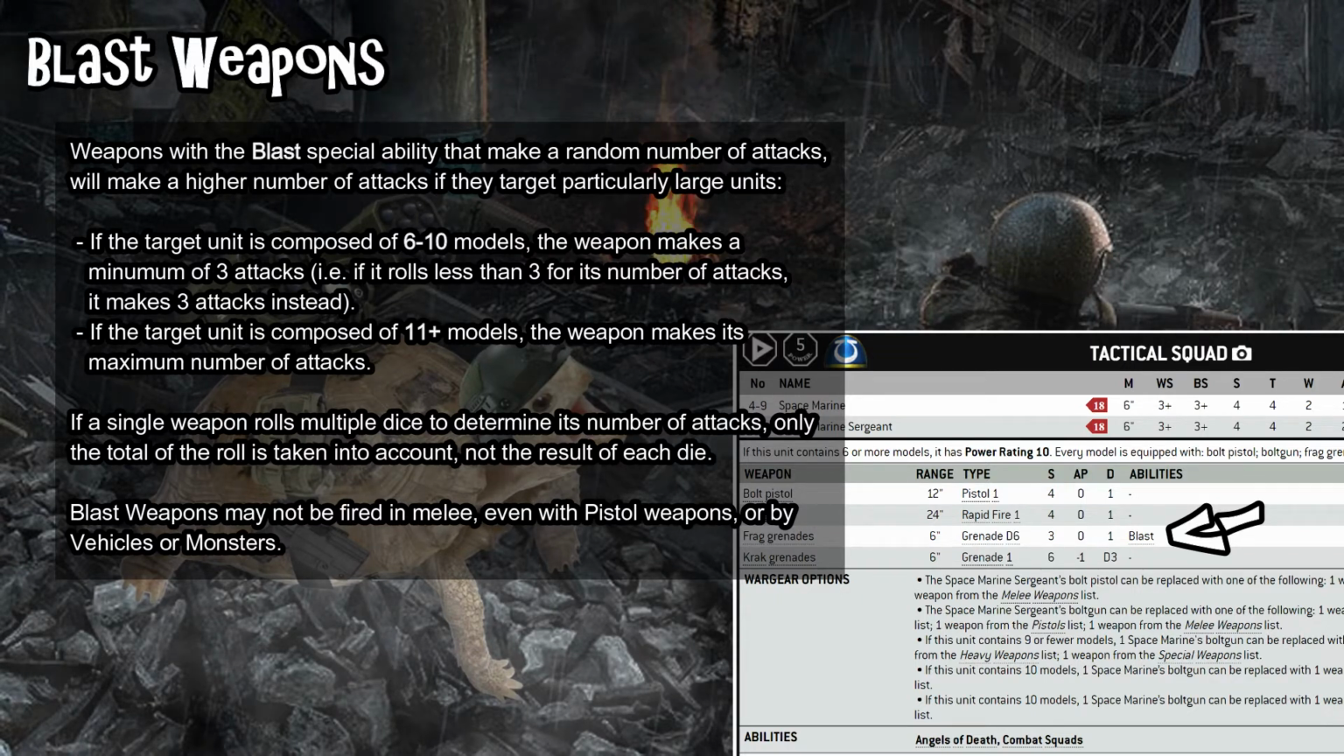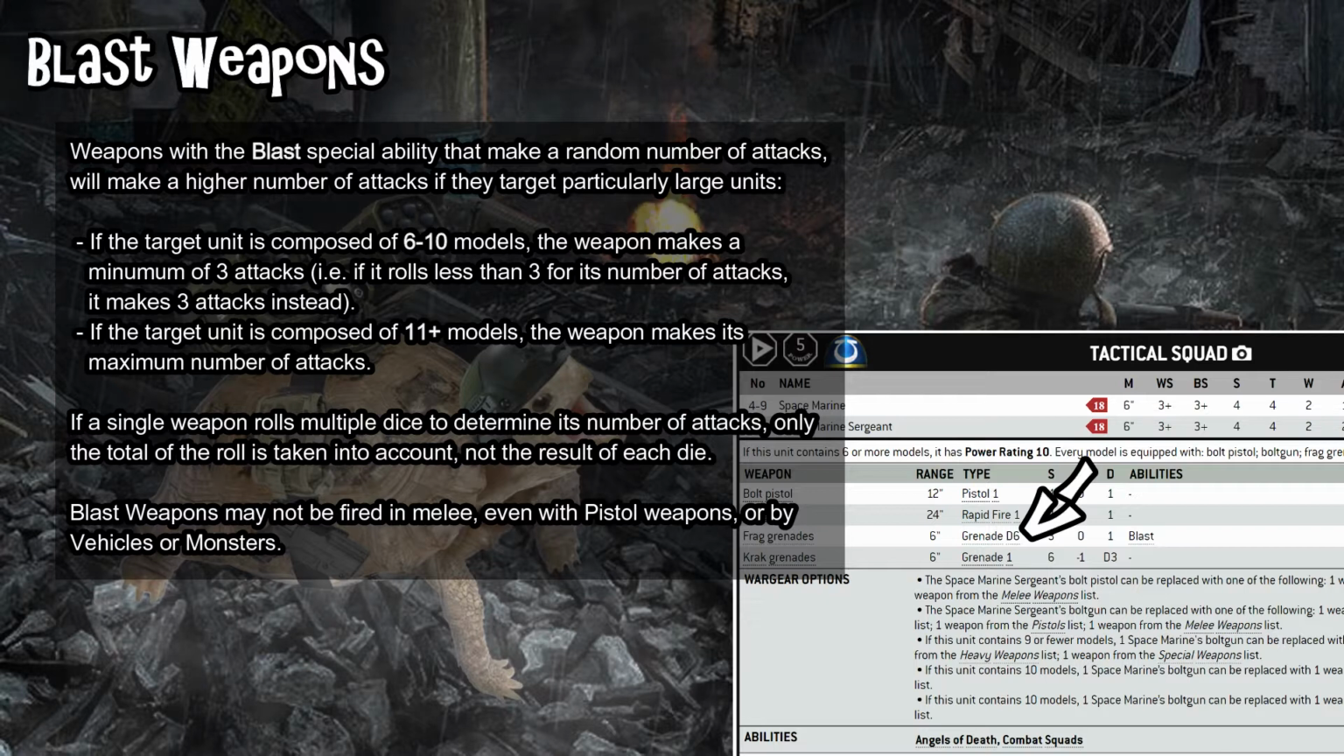If a blast weapon with a variable number of attacks, for example, a D6 or D3 number of attacks, fires at a unit of 6 or more models, any rolls below a 3 for their number of attacks will be considered a 3. So they become minimum 3 shots if they attack those 6+ model units. If you attack an 11+ model unit, however, they automatically max out the number of shots. Basically, you're considered to have rolled a 6 for all of the dice that you're rolling in order to generate your number of attacks.